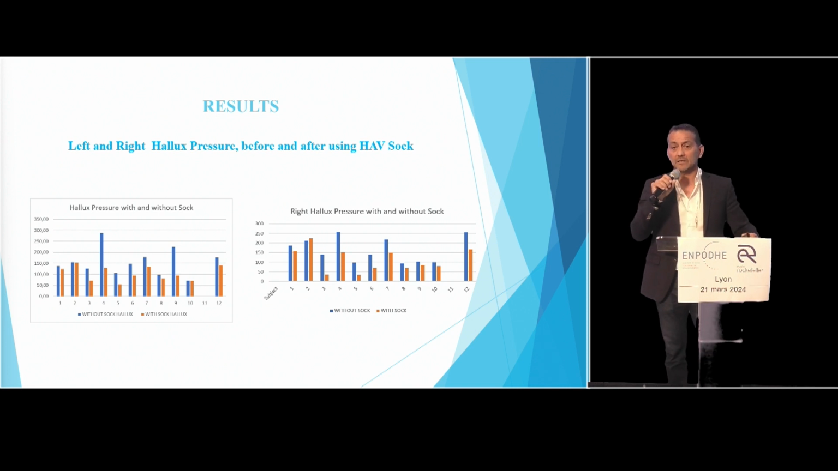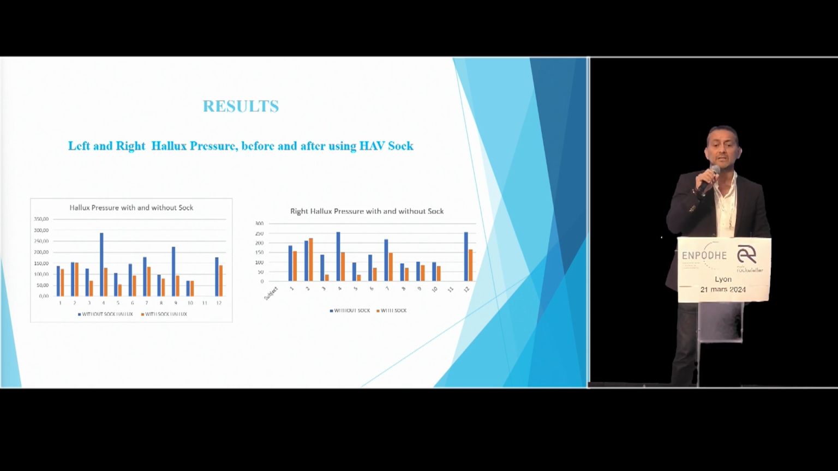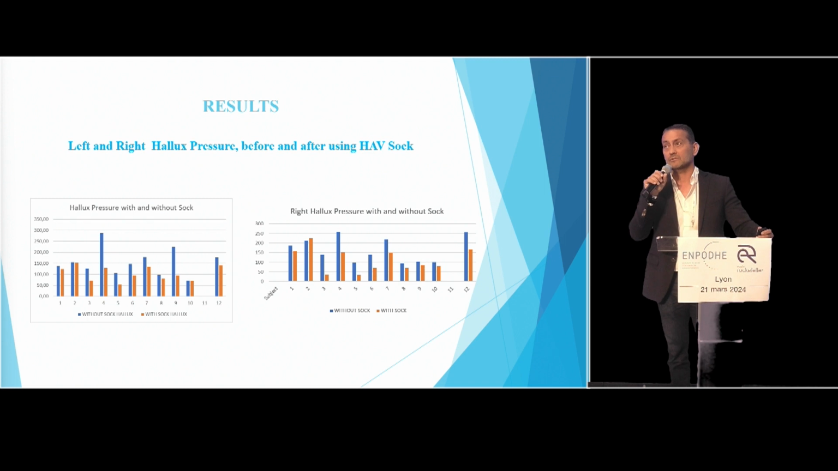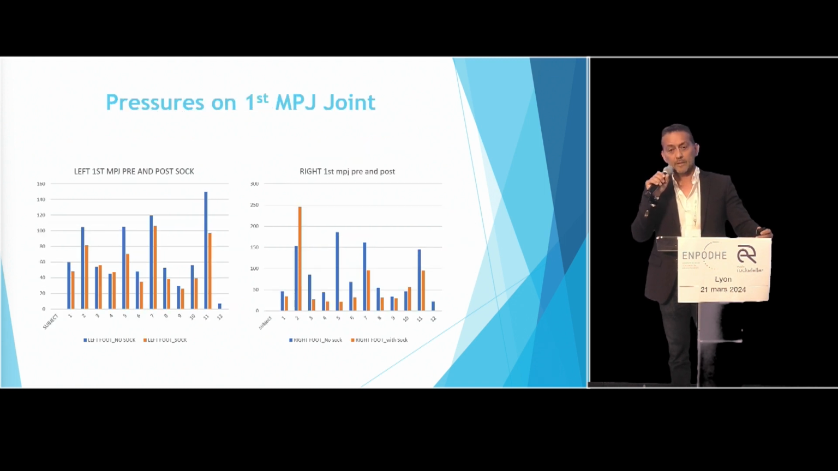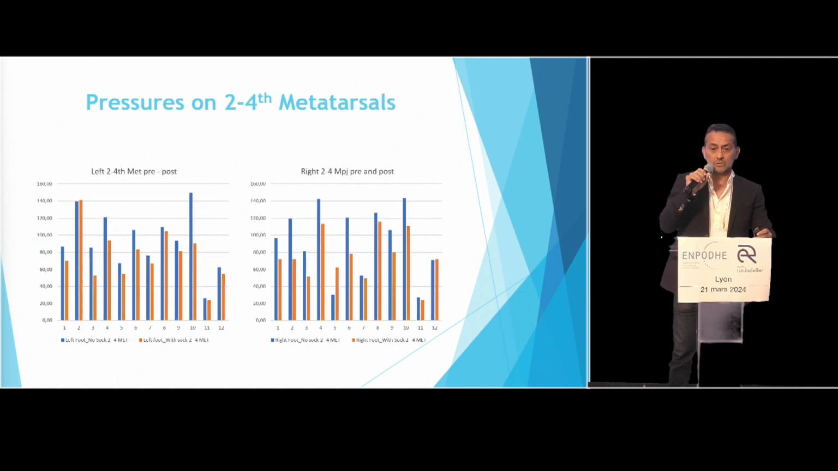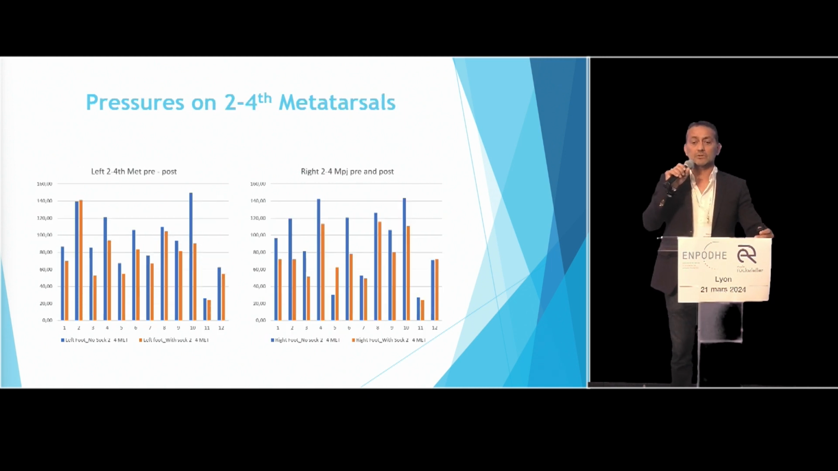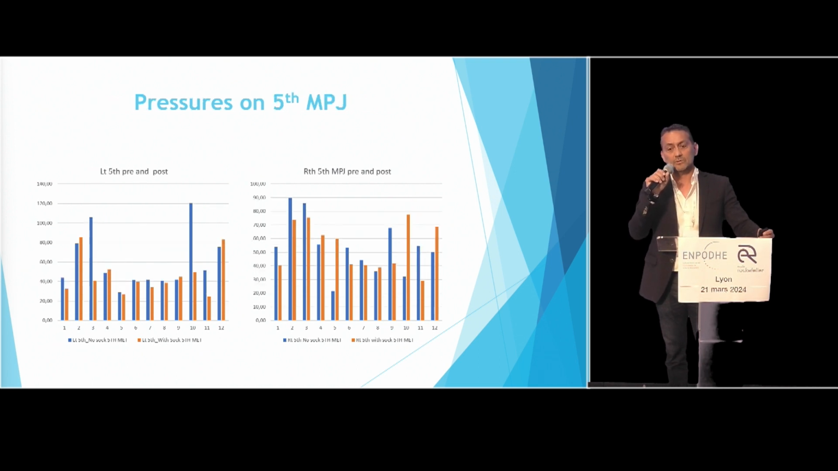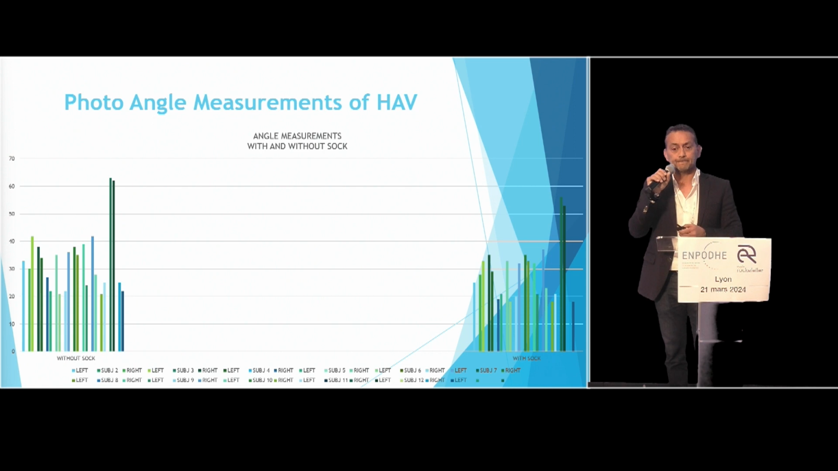The results were great. We found that on both feet, the hallux pressure was reduced by using the Hallux Valgus sock. It was also reduced at the first metatarsophalangeal joint on both feet, and at the 2nd to 4th metatarsal heads on both feet. There was less reduction at the 5th metatarsophalangeal joint on both feet.